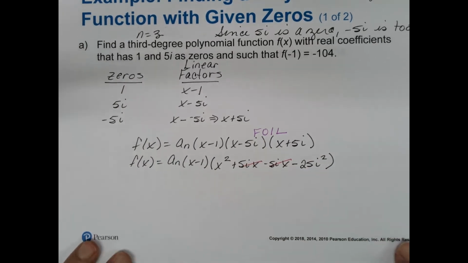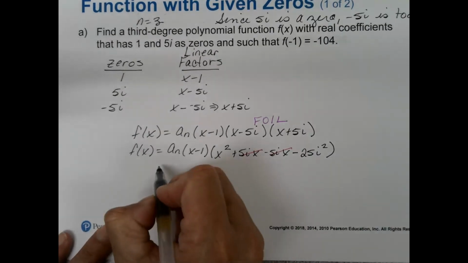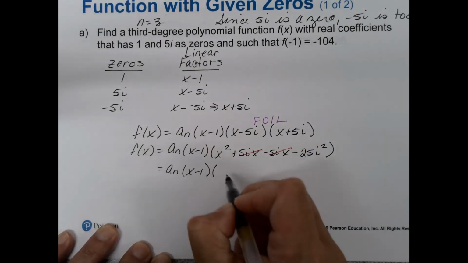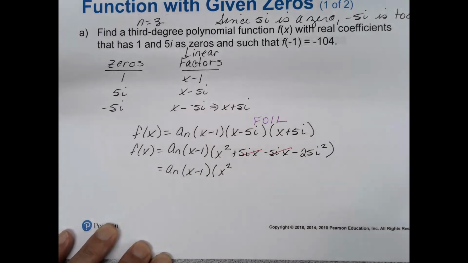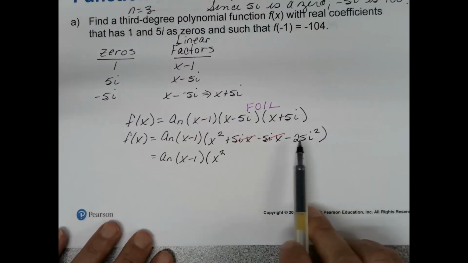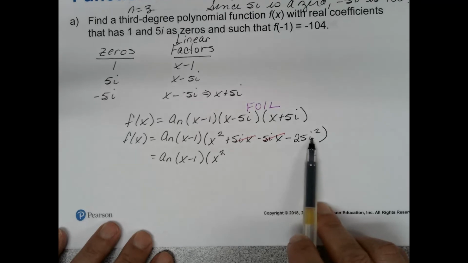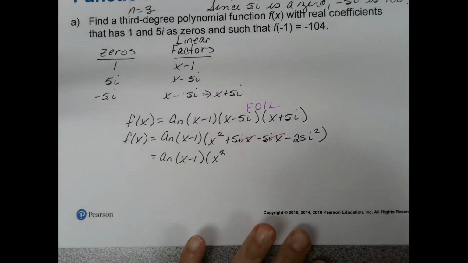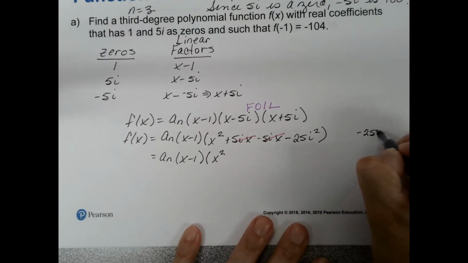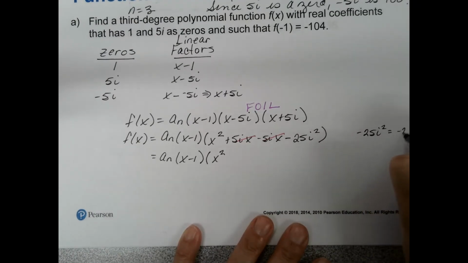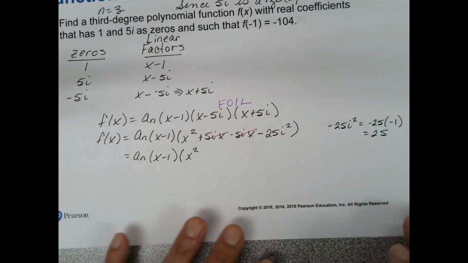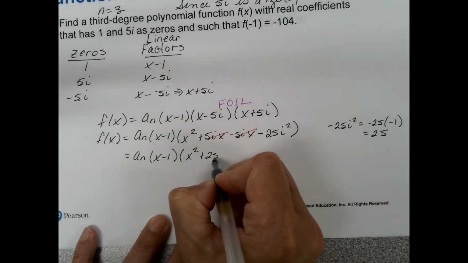Those two middle terms do add to give me 0. So I have a sub n times x minus 1 times x squared, negative 25 times i squared. What is i squared? Negative 1. So negative 25 i squared is negative 25 times a negative 1, which is a positive 25. So this just gives me plus 25 in here.